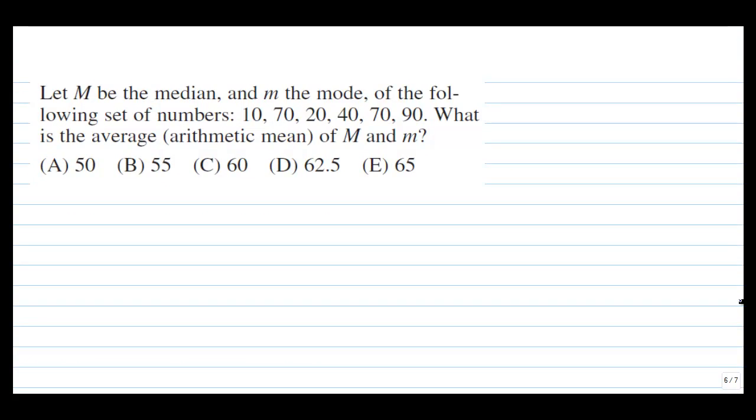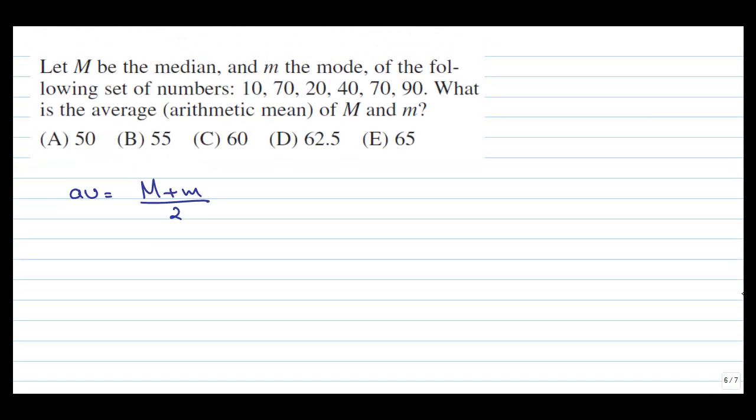It says let M capital be the median and M small be the mod of the following set of numbers: 10, 70, 20, 40, 70, 90. What is the average, arithmetic mean, of M capital and M small? What's the mean of the median and the mod? First we have to calculate the median and the mod. This is the required, but we don't have the median and the mod yet.